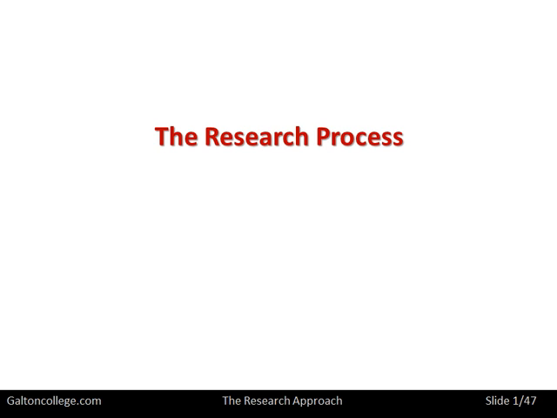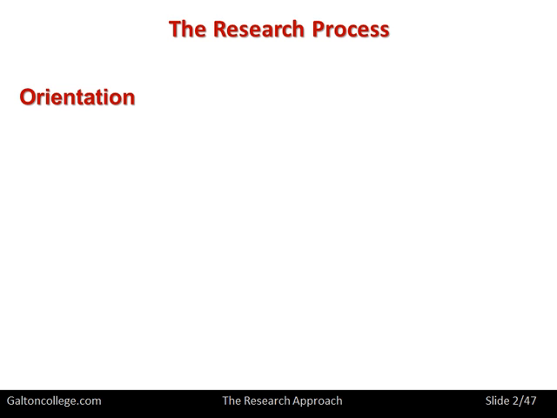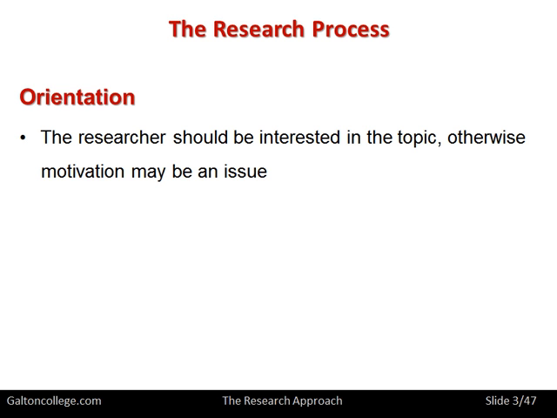This class is going to be concerned with the research process, and we'll start by looking at the orientation of the research process. The researcher should be interested in the topic, otherwise motivation will be an issue. So right up front, at the very start, the researcher should be interested in the topic. And that's the most basic requirement for successful research.